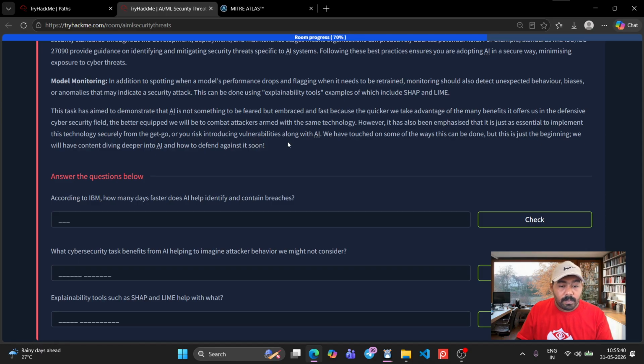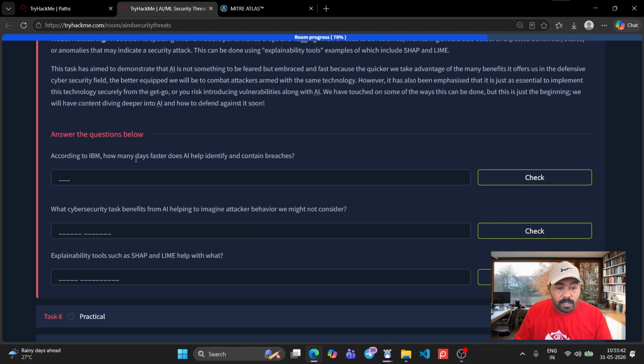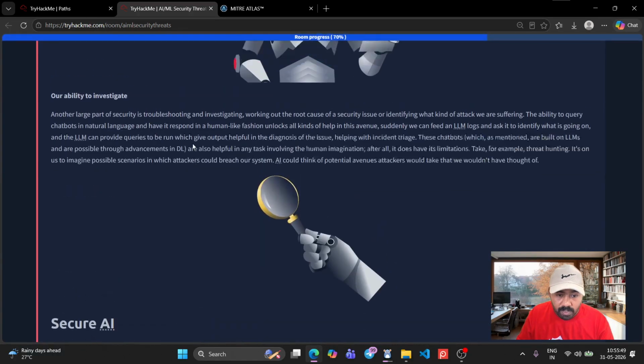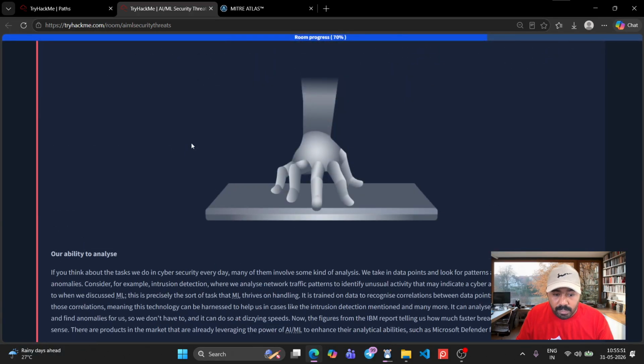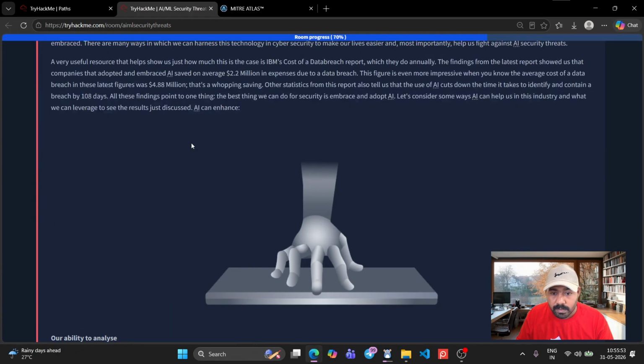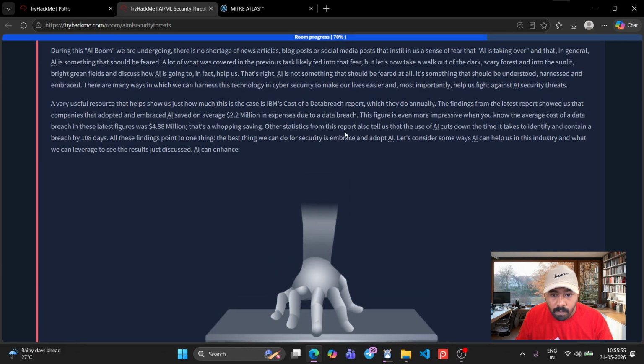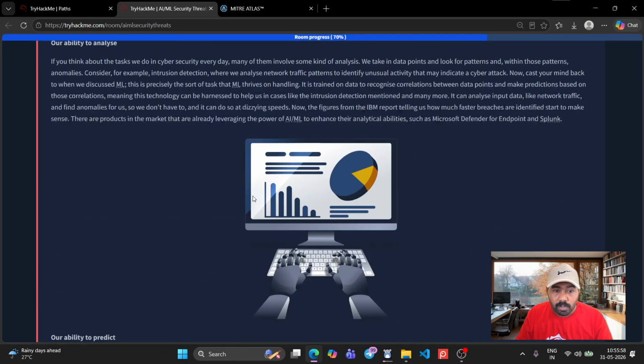So let's answer this particular task. According to IBM, how many days faster does AI help to identify the breaches? I think it's already mentioned, 100 days, something. 108 days.